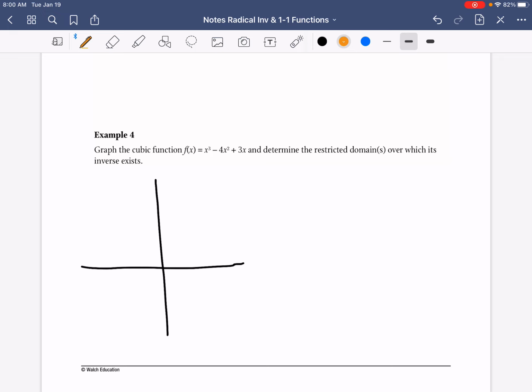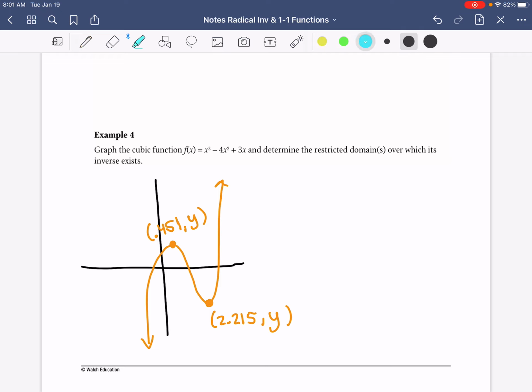It kind of looked like that, I guess. This first point was at 0.451 comma something. We don't really need that part so much. Then the x portion of this one was 2.215 comma whatever the y was. We don't really need that part. We just need the x part. So again, you're going to cut it into 3 different pieces. I'll color code it so you guys can see.